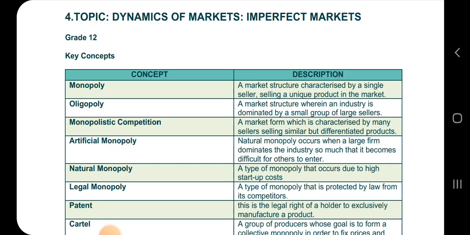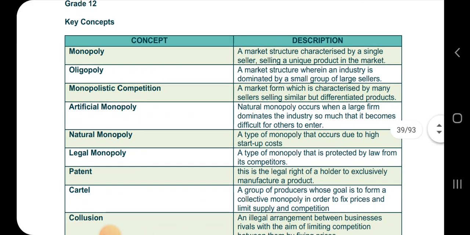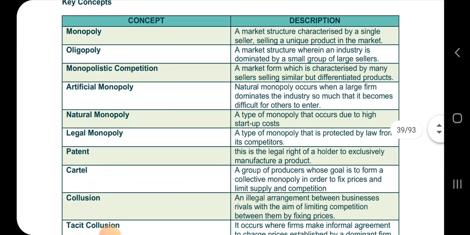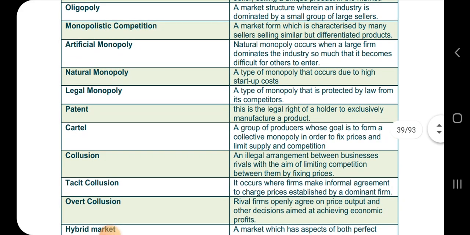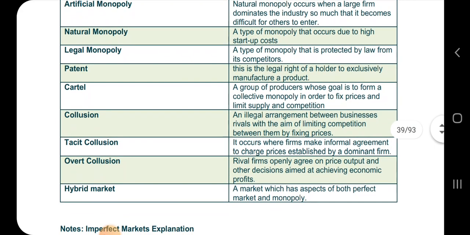Now you need to know key concepts, grade 12s. Monopoly, oligopoly, monopolistic competition are the three competitions or market conditions we have under imperfect market, and you need to know what they are called. So you need to know artificial monopoly, natural monopoly, legal monopoly, patent, cartel collusion, tacit collusion, overt collusion, and hybrid market. So you have to know all those things.